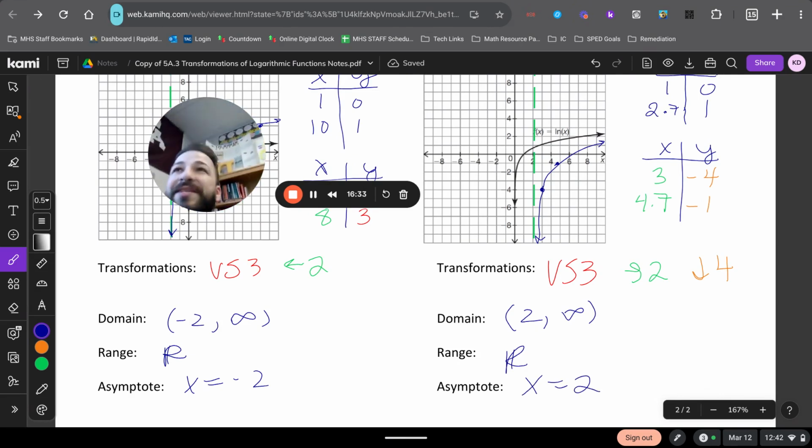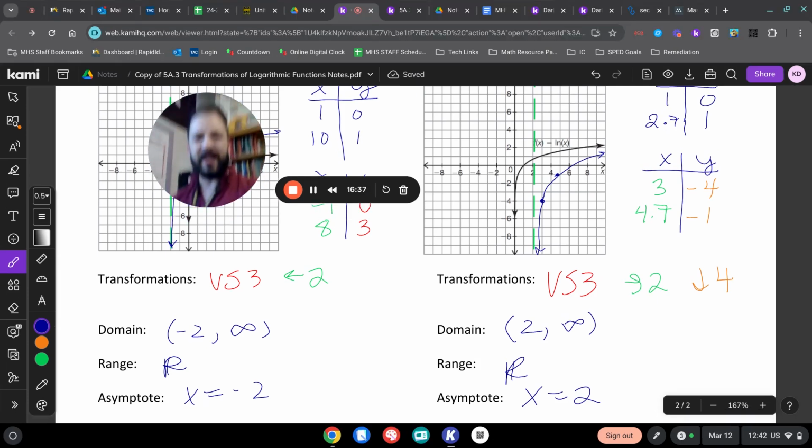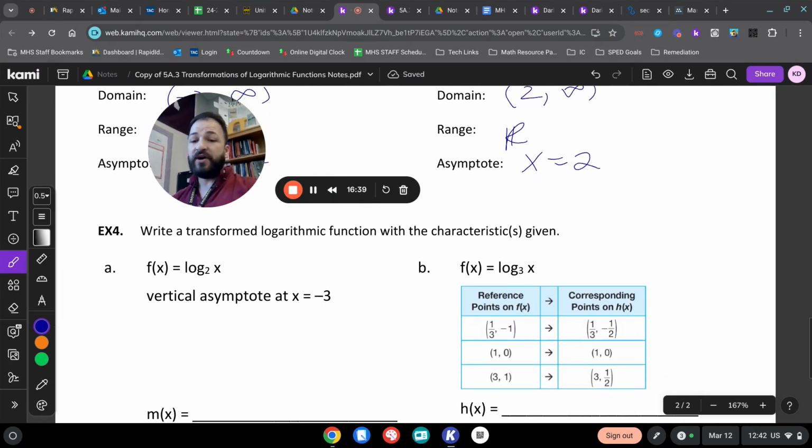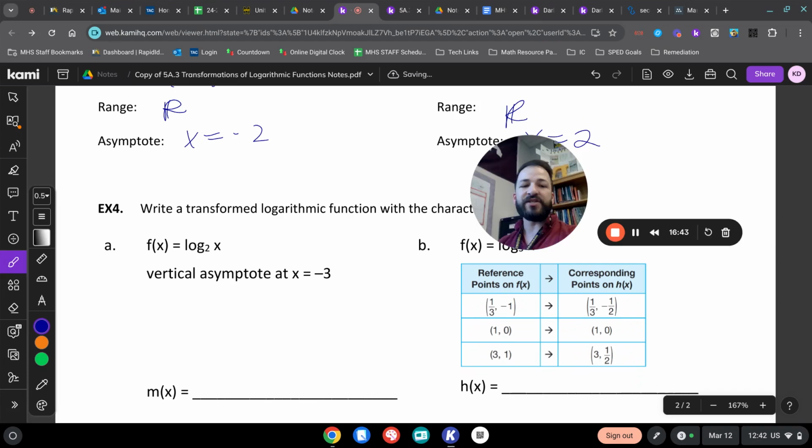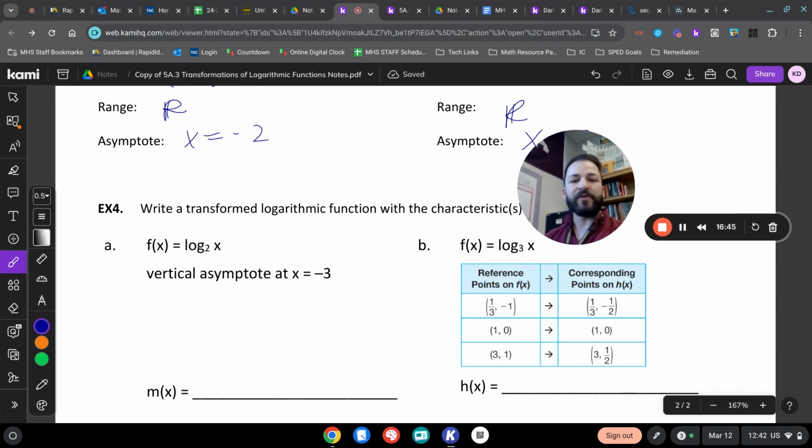Okay, I'm going to let you do this last section on your own, but we're going to write some functions based on the information given. So for A and for B, I've told you which base the log function is. I just need you to identify which transformation has occurred. So go ahead and pause me and try and do A and B on your own.